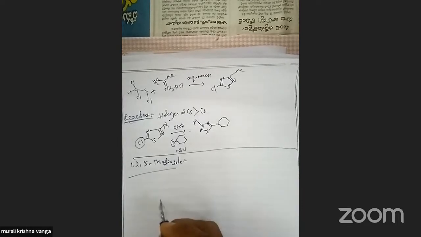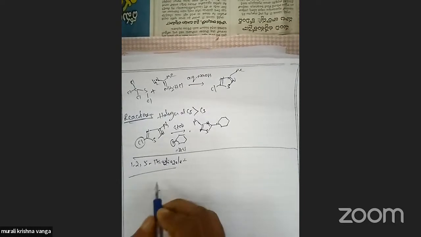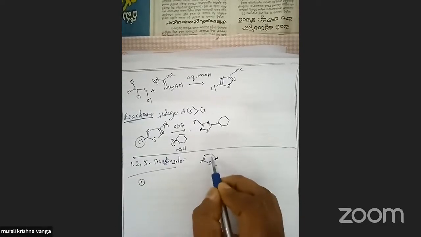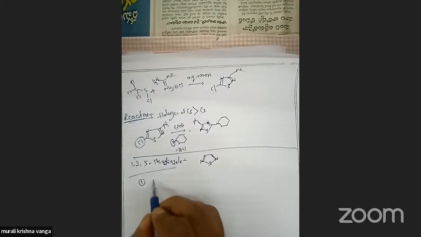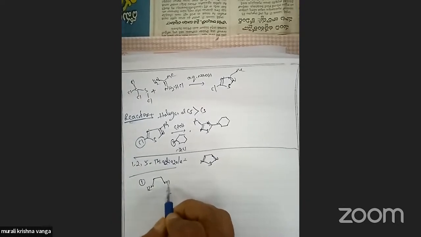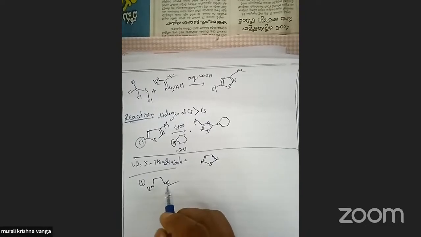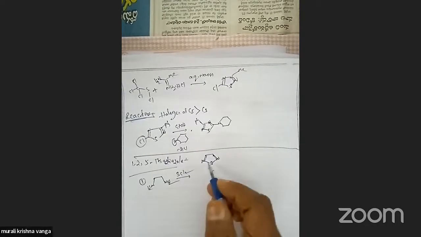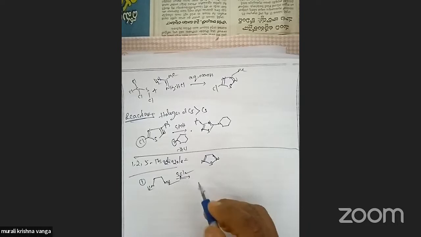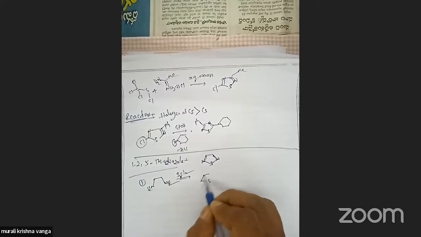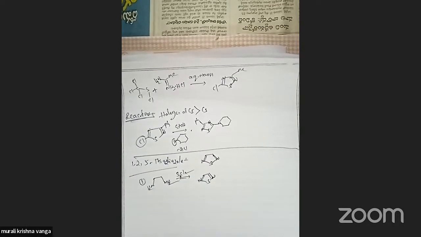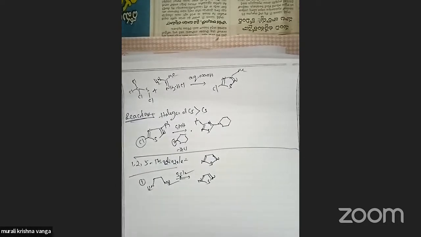Synthesis of 1,2,5-thiazole. When ethylenediamine reacts with S2Cl2, the product is 1,2,5-thiazole.